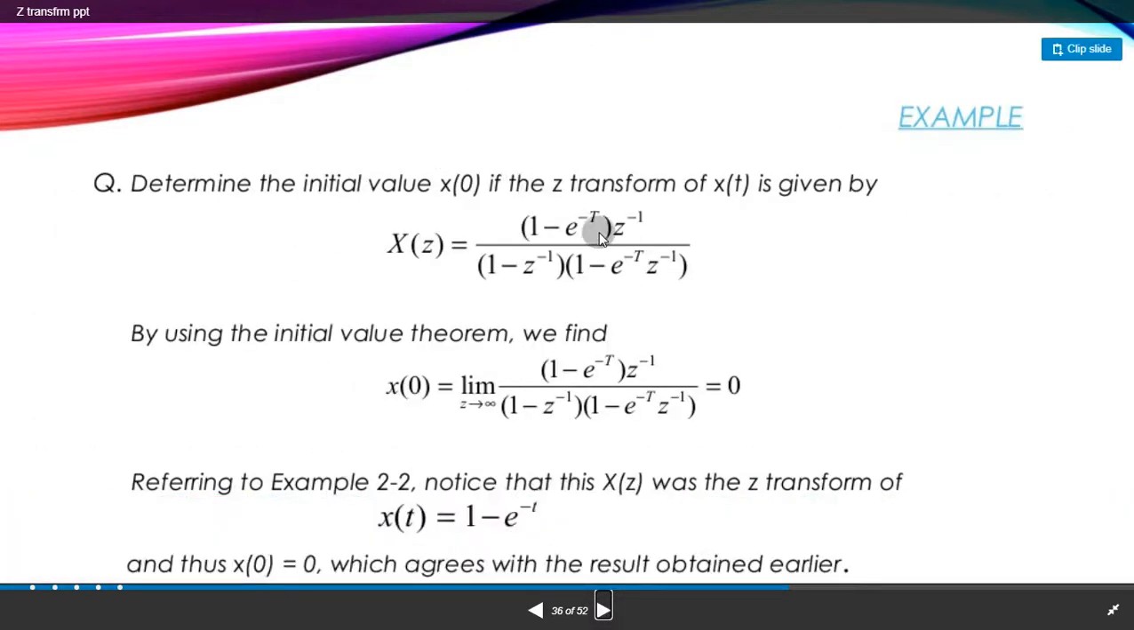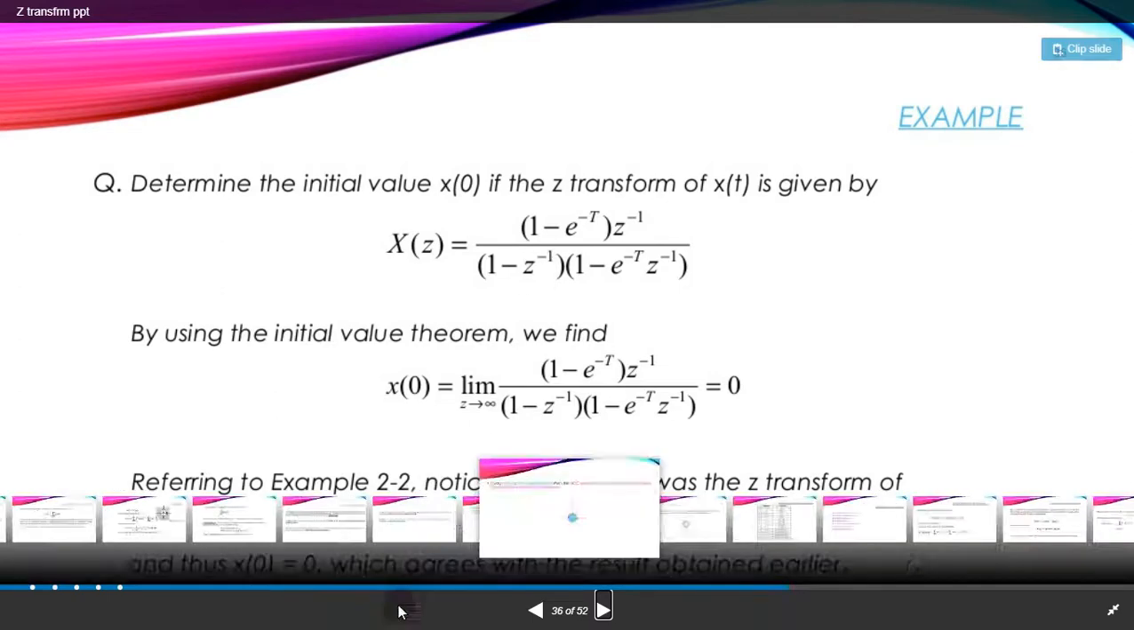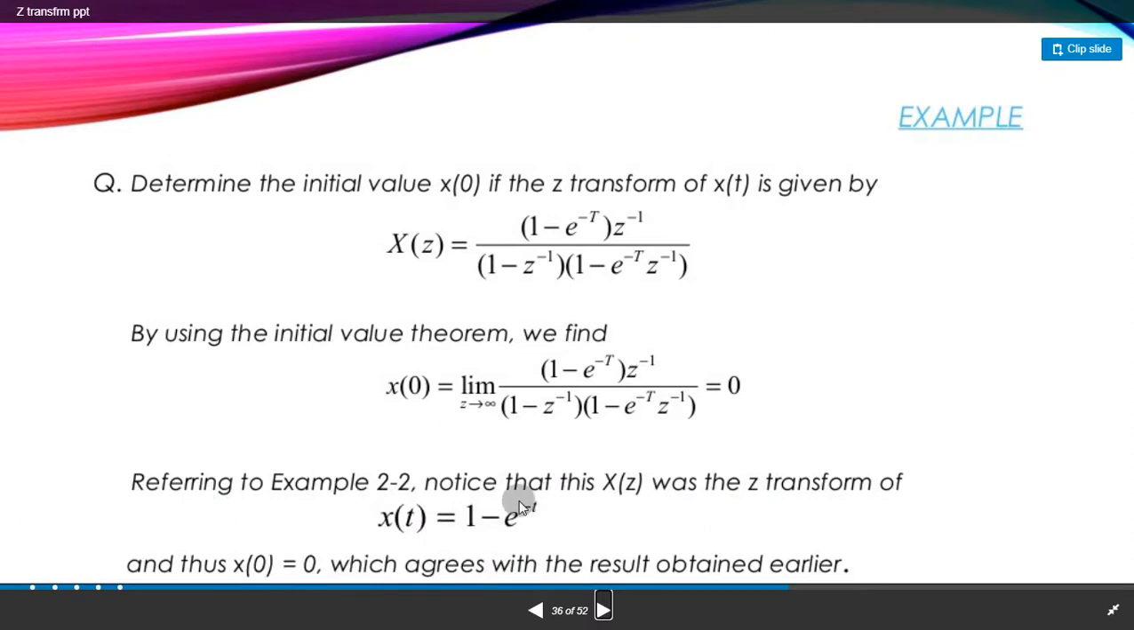Now determine the initial value x of 0 if the z transform of x of t is given by X of z equals 1 minus e to the minus T into z to the minus 1. This can be evaluated using the initial value theorem. We find x of 0 is the limit as z tends to infinity, and this specific value is equal to 0. Referring to the earlier example, notice that X of z was the z transform of x of t. Thus x of 0 is 0, which agrees with the result obtained earlier.